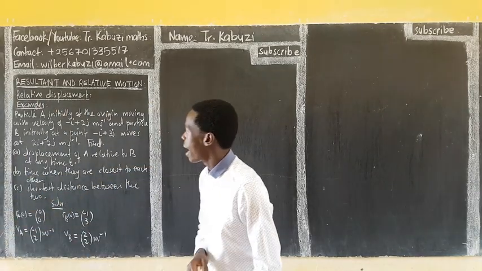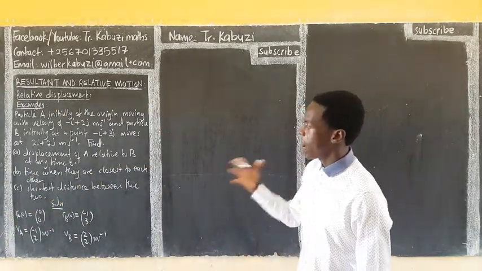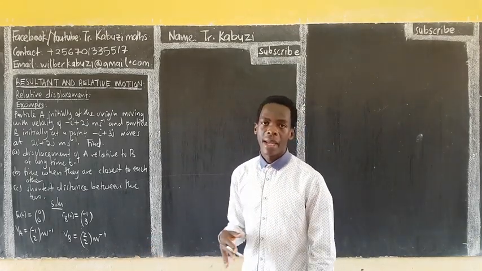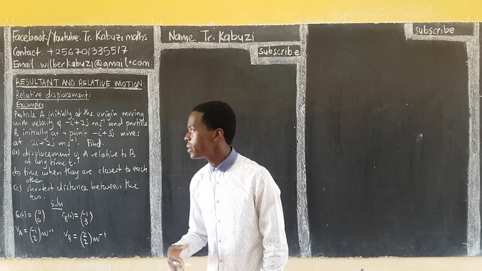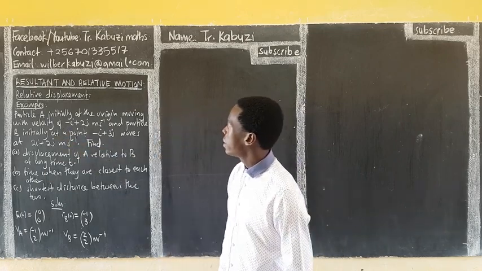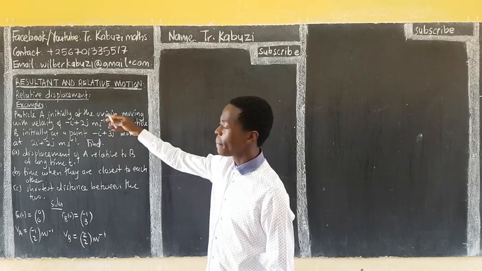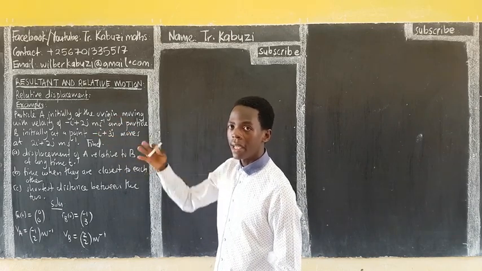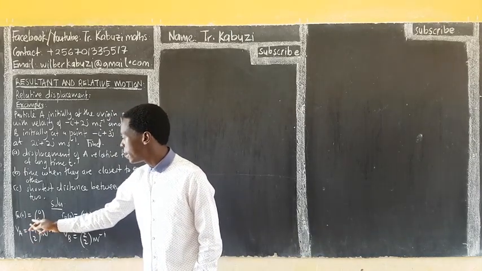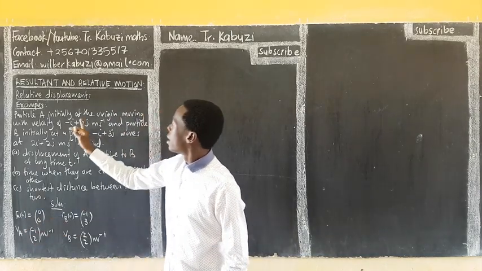Okay, let us see how we handle this example. Now here we are going to use the differential method when we are getting the time of the closest distance. Particle A is initially at the origin, meaning the position vector of it before time elapses, at t equals 0, is at the origin.